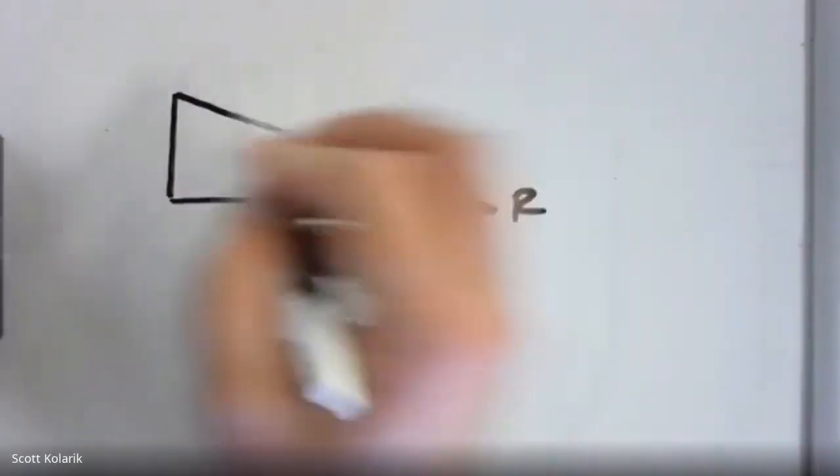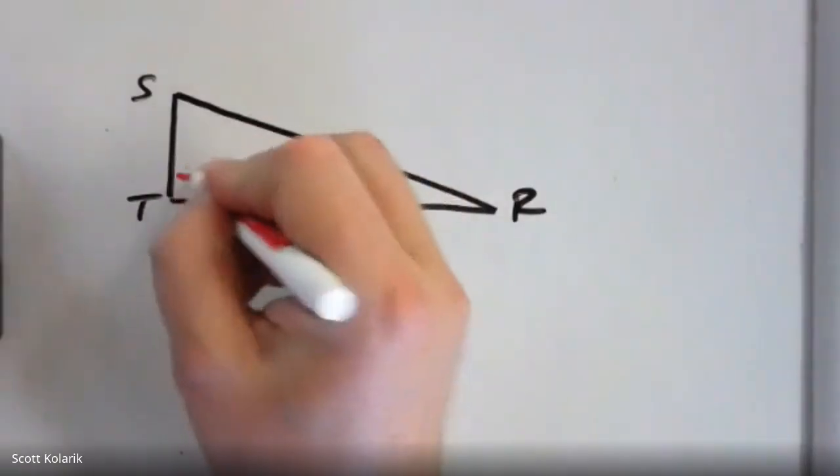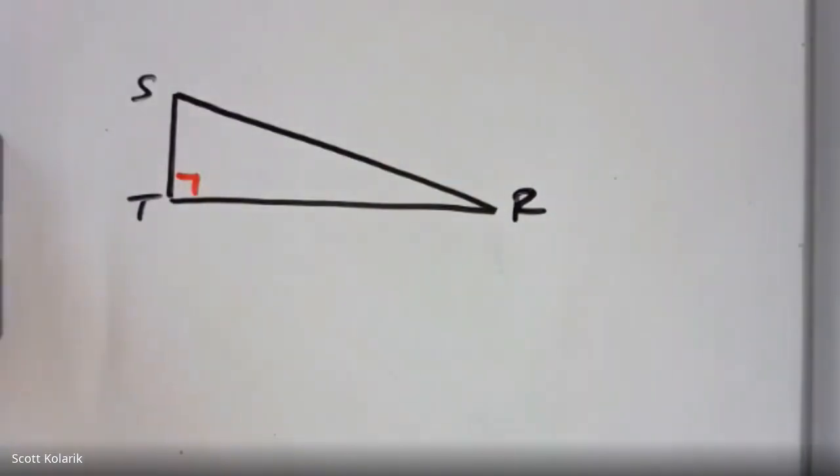Triangle RST, and it is a right triangle. So we have this right angle down here at angle T. And then we're given all 3 side lengths.